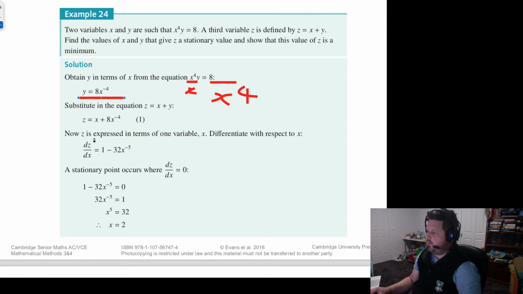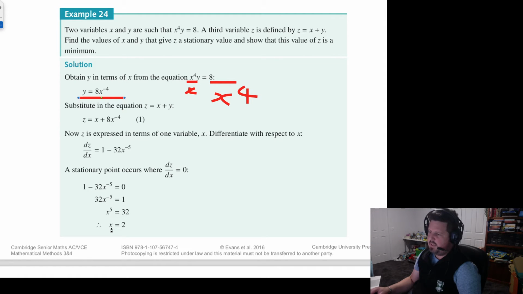It says now z is expressed in terms of one variable. We can differentiate with respect to x. So here we can differentiate this, and we get dz/dx is equal to 1 take away 32x to the power of negative 5. Now again, what we're showing here is a stationary point occurs when the derivative is equal to 0. So let's make that derivative equal to 0.